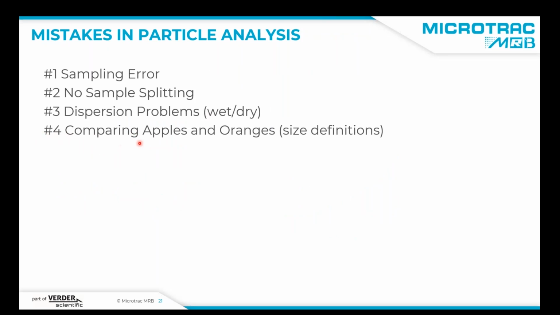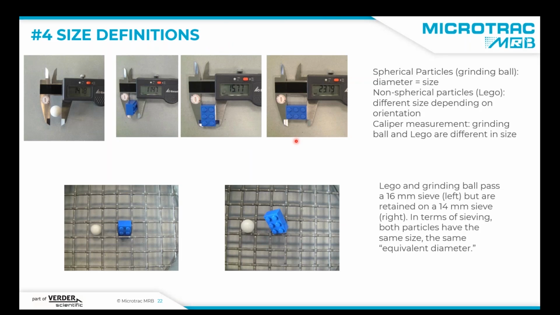We now move forward in our process and come more to instrument and evaluation related topics. I have called mistake number 4 comparing apples and oranges. This is about different size definitions. So what is particle size? I have prepared an example here where you see on the upper left a grinding ball, which is a round particle measured with a caliper. It has a diameter of about 15 millimeters. And this is clear and obvious.